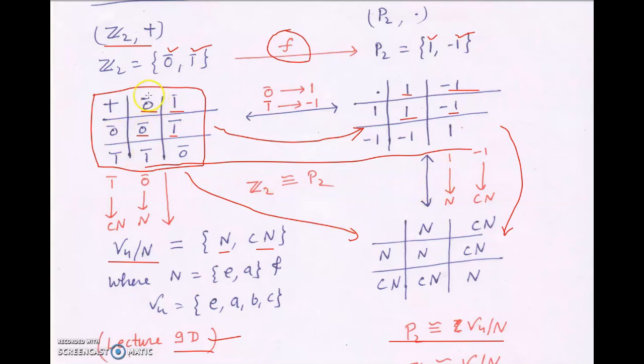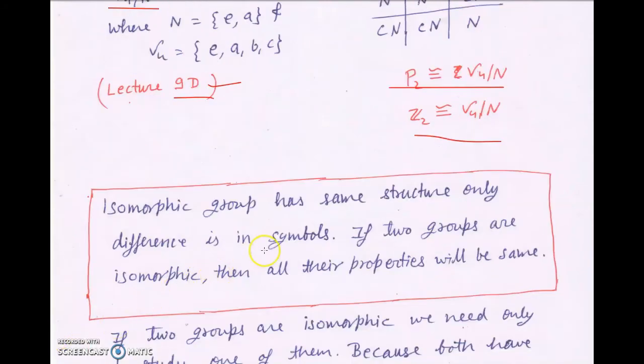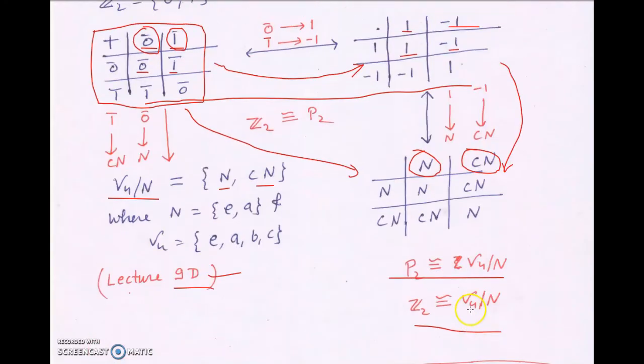So for example, whatever 0 is doing here, the same thing is done by N here. And whatever this 1 is doing here, the same role is played by CN. So isomorphic groups have the same structure, only the difference is in symbols. If two groups are isomorphic, then all their properties will be the same. All their properties means if one group has an element of order 2, then another group will also have an element of order 2. If one group has 4 elements of order 4, then another group will also have 4 elements of order 4.